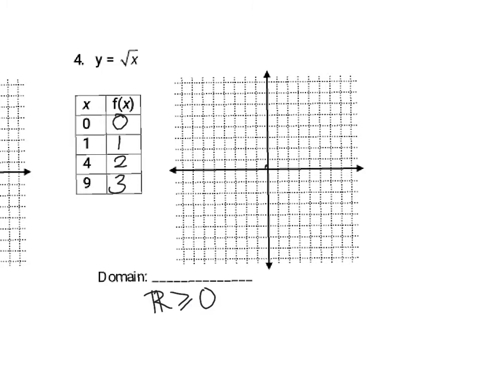So when I plot these points, 1, 2, 3, this should look like half of a quadratic tipped on its side. Okay, so that's what that one kind of looks like. I'm going to keep moving on. Pause as you need to.